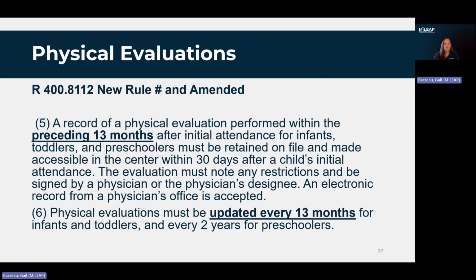Subrule 6, physical evaluations must be updated every 13 months for infants and toddlers and every 2 years for preschoolers. So you can see again, the bolded and underlined wording shows you what has changed. And now you can have the physical evaluation completed within the previous 13 months of a child's attendance, regardless of age. So infants, toddlers, and preschoolers can all be completed within the previous 13 months.